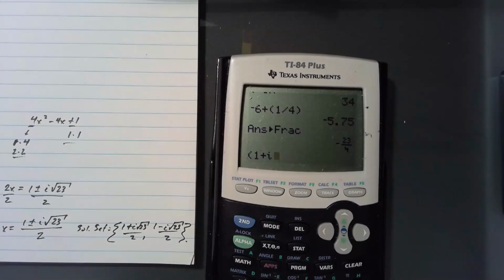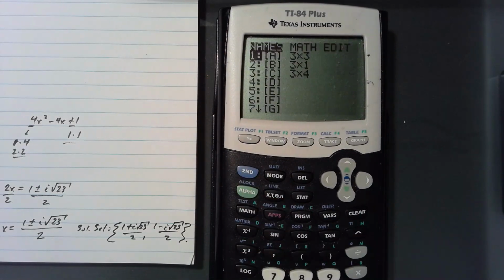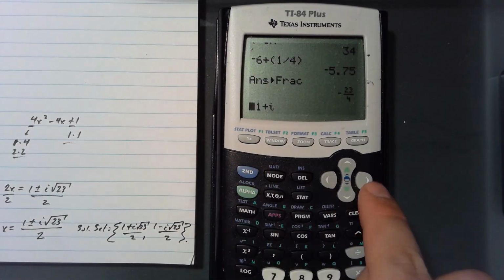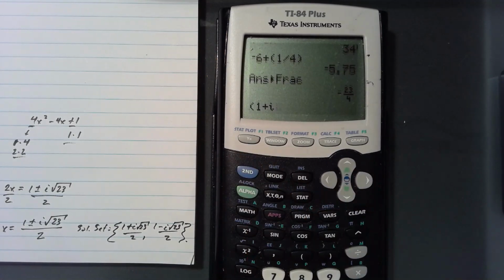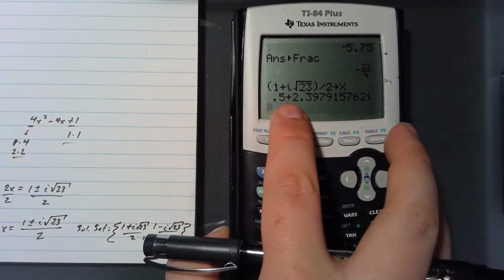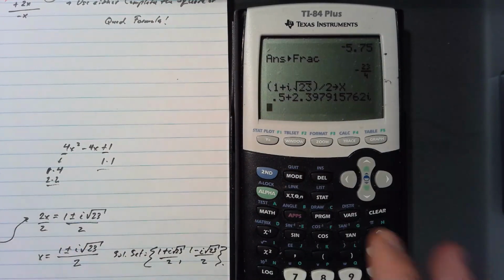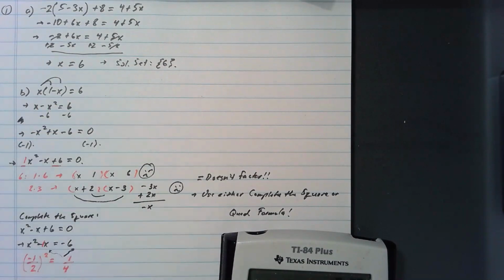i square root 23. Oop, pressed the wrong button, sorry. Square root 23. That's in the numerator, divided by 2. I'm going to store that in for x. Hit enter. This just writes it in standard form, a plus bi. And then you're going to type in the left side, hit enter, and hope you get 6.